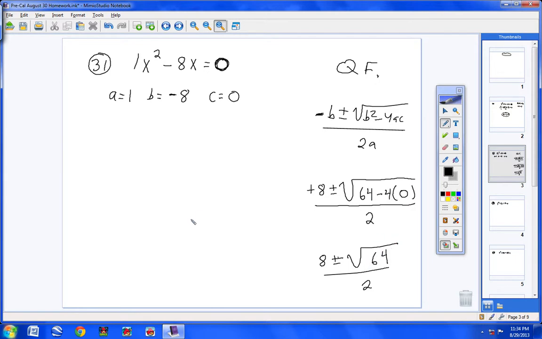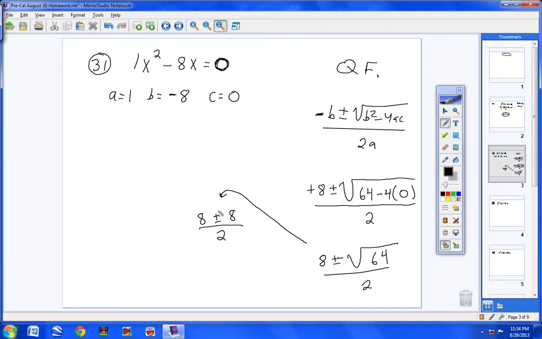Now, I know the square root of 64, so I'm going to come over here and kind of work backwards. So I've got 8 right here. There's my 8. And then plus or minus. And what is the square root of 64? Well, please don't put the square root of 8. The square root of 64 is not the square root of 8. The square root of 64 is just 8. And then all over 2.